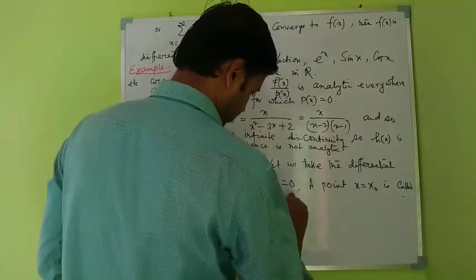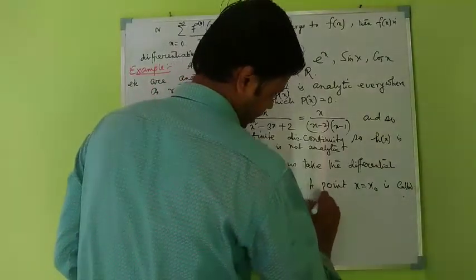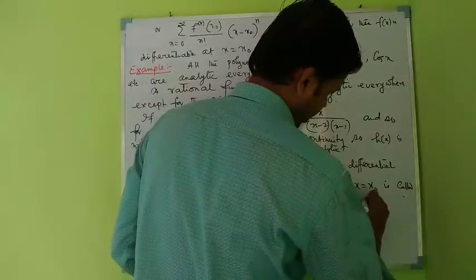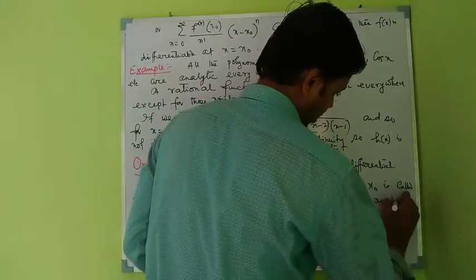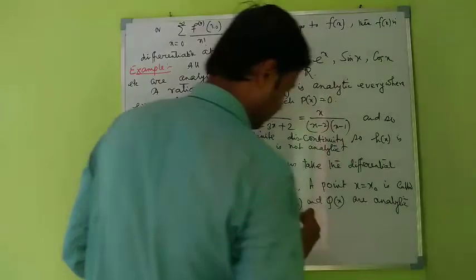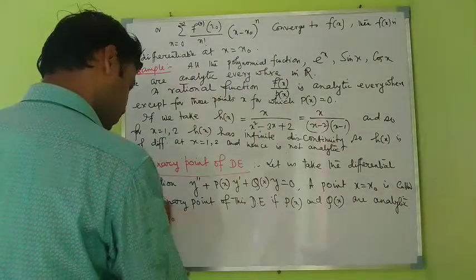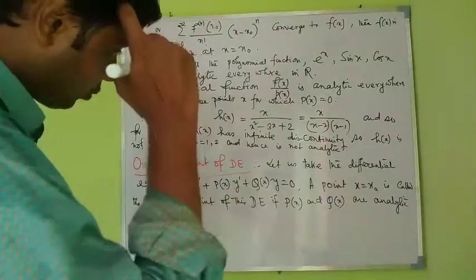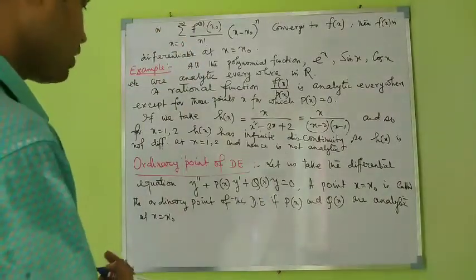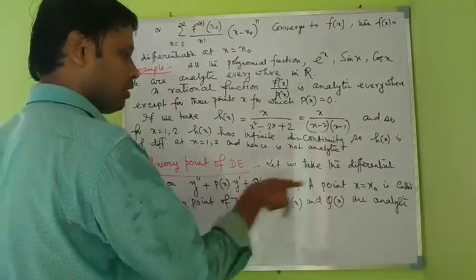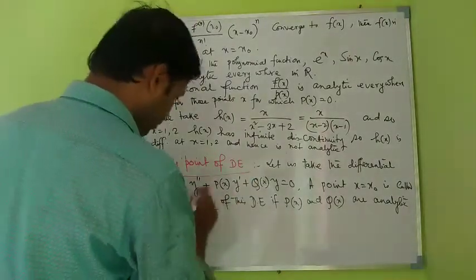if p(x) and q(x) are analytic at x is equal to x naught. So both p(x) and q(x) are analytic at x is equal to x naught, then x naught is called the ordinary point of this DE.